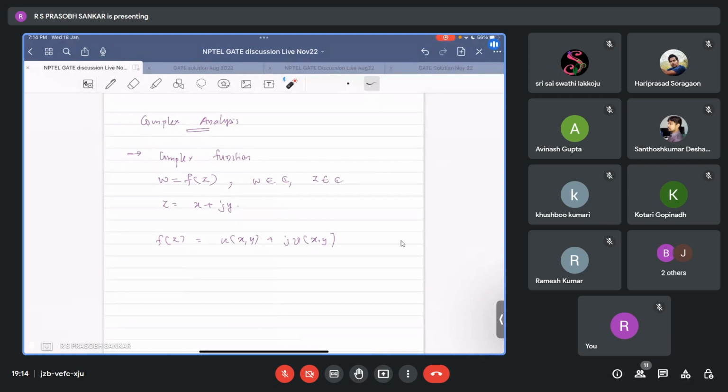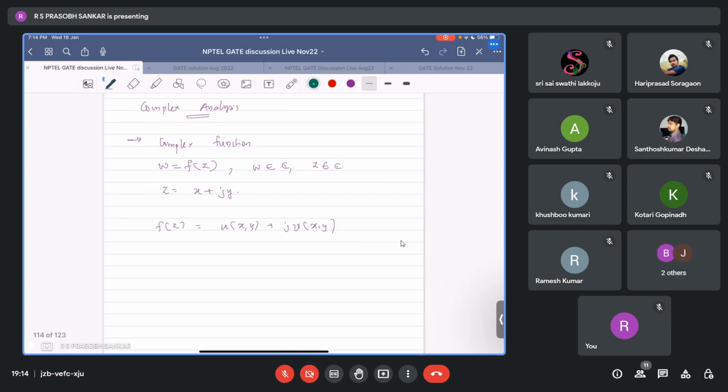I will not be going into too much detail about these things, but just to get the stage clear. A complex function is basically a function of the form w equal to f of z, where z can be complex and w can be complex. We can write this as a real part plus j times an imaginary part. For real numbers, we know how we define the limit of a function, a continuous function, a differentiable function, things like that. All those things we can extend to complex functions also.